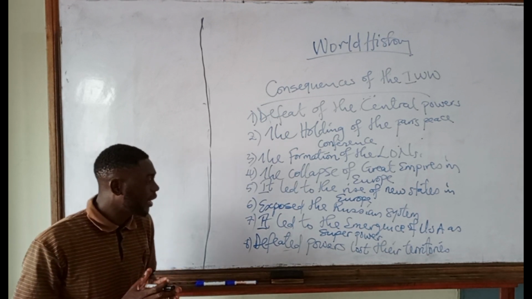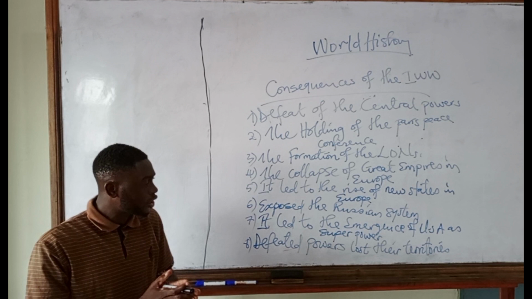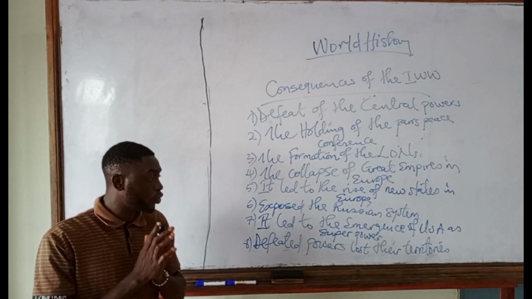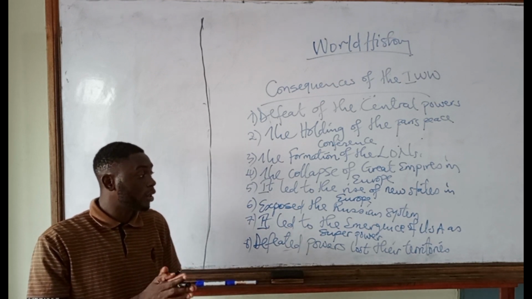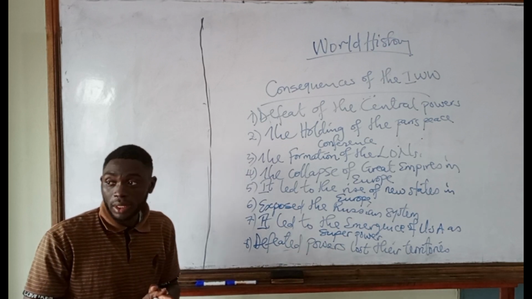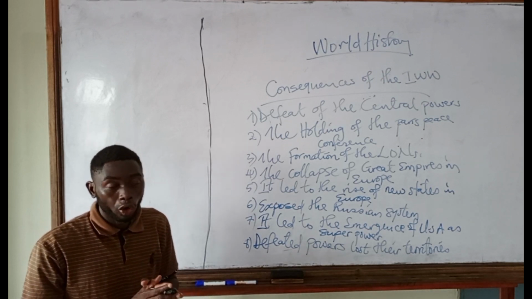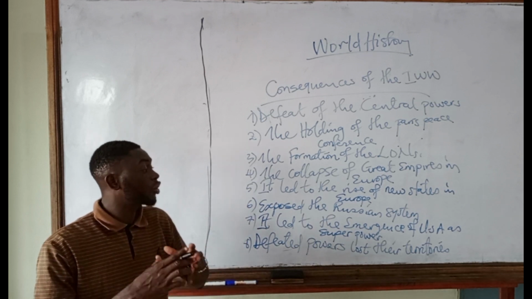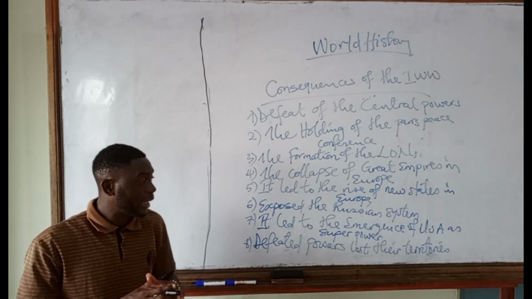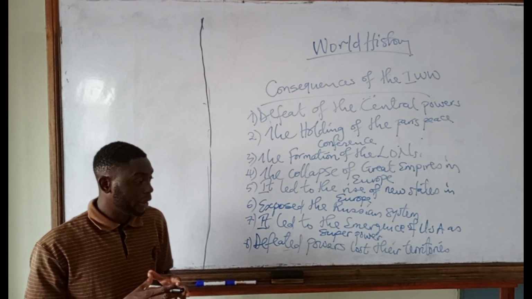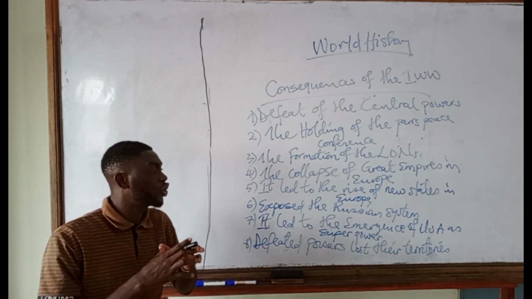So we said the growth and emergence of the USA came as a result of the outbreak of the First World War, because when the war started, America was not involved in the war. It was not until the Germans used unrestricted submarine warfare and affected America in 1917 that the USA joined the war.